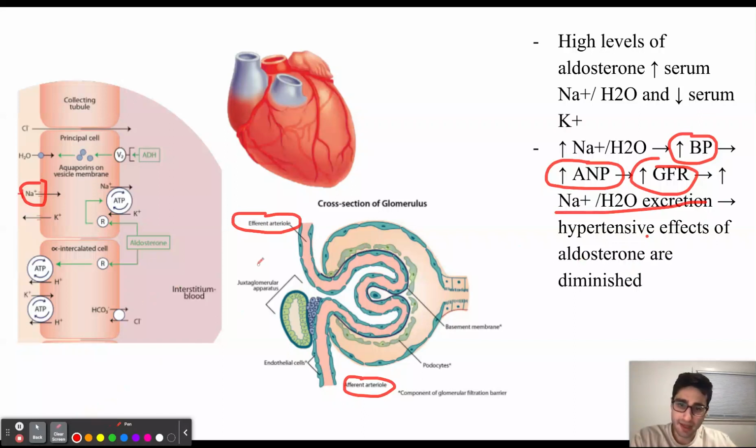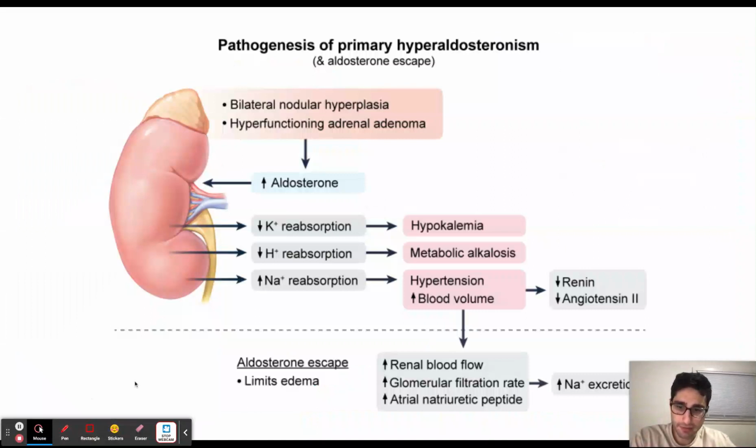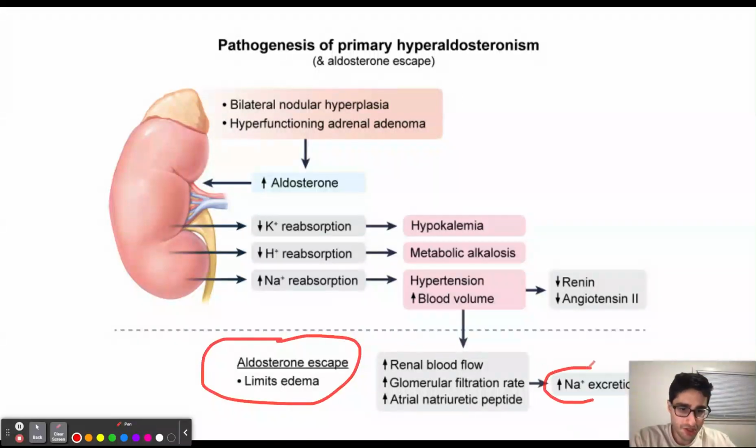And that is why in this patient, sodium levels are going to be normal and not high, because it is going to be caused by this aldosterone escape mechanism found within our body to protect us from high aldosterone levels. So again, this is a really good summary from UWorld on why aldosterone escape is going to cause more sodium excretion, leading the patient to have normal sodium levels instead of high sodium levels.